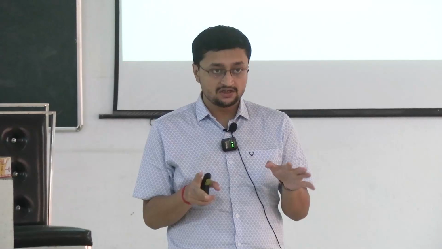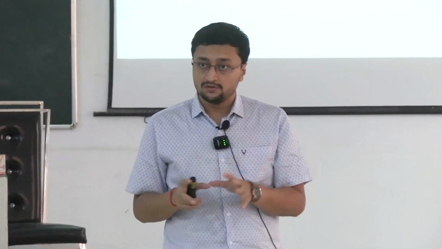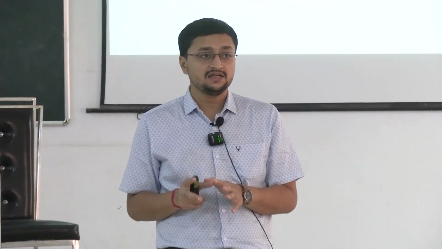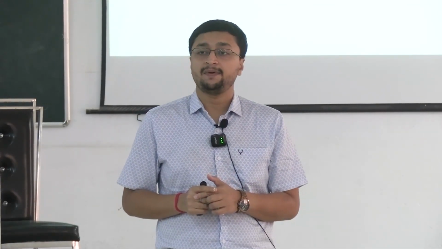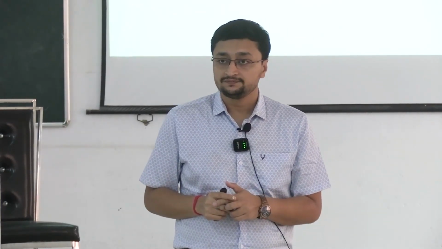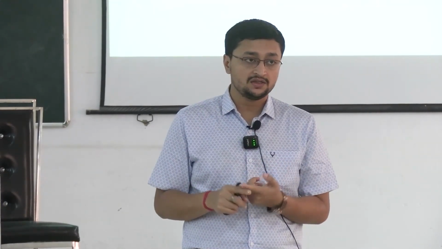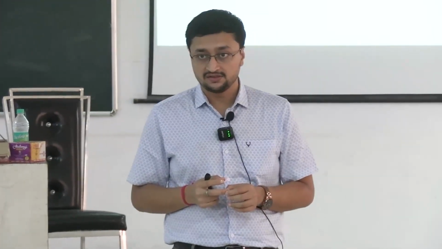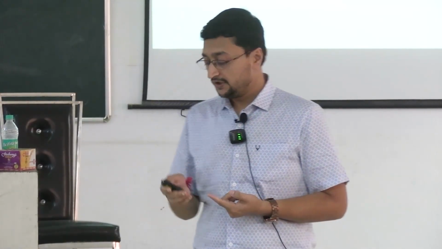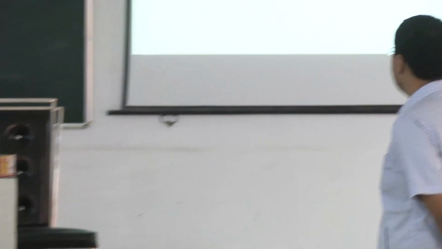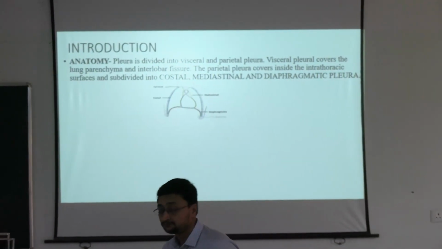The visceral layer of pleura covers the whole visceral part of the lung as well as the interlobular and interlobar fissures. And the parietal pleura, what does it line? The costal region, the diaphragmatic region and the mediastinal region. So the parietal pleura can be further divided into costal pleura, diaphragmatic pleura and mediastinal pleura. This is the basic anatomy of the pleura.